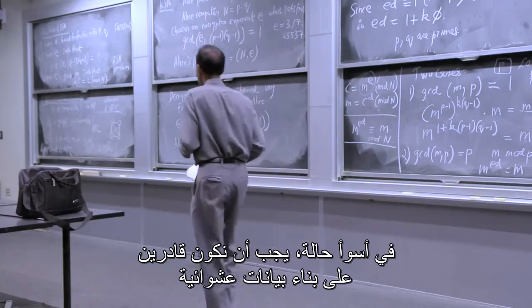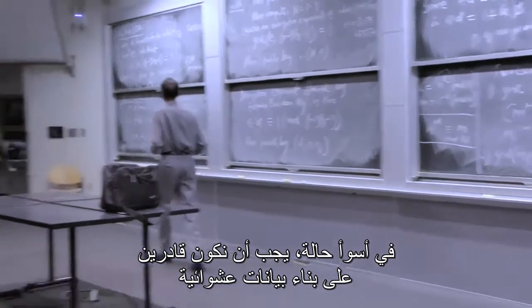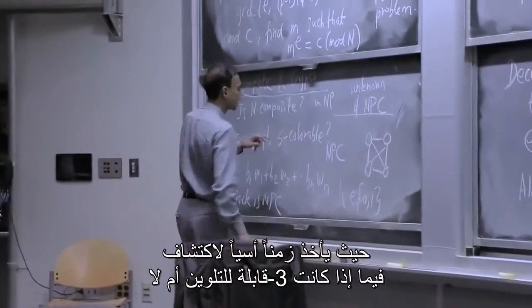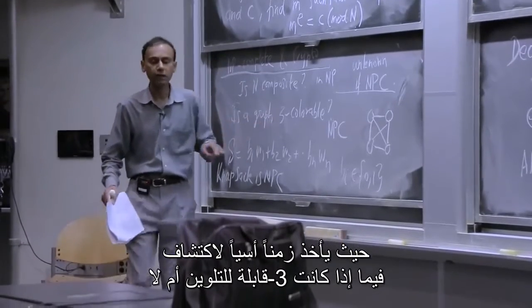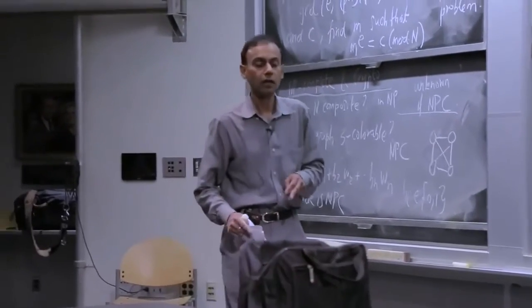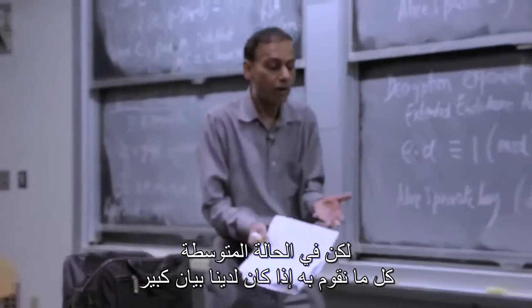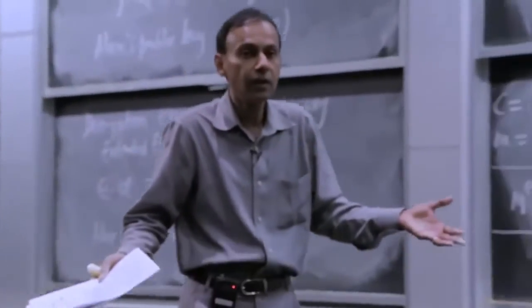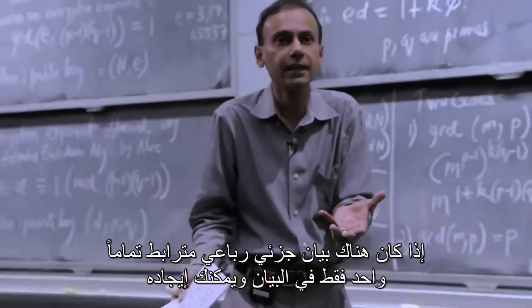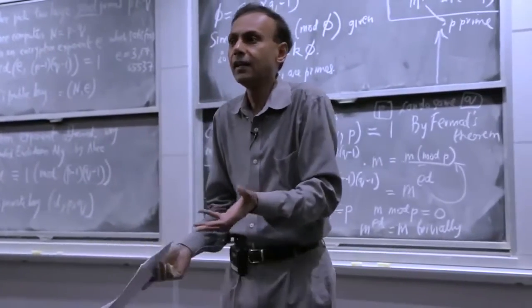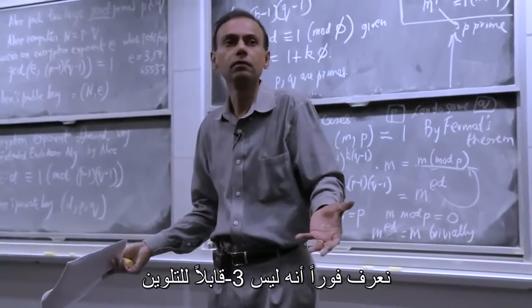In the worst case, you're going to be able to create random graphs where it takes exponential time to discover whether they're three-colorable or not. But in the average case, all you do is, if you have a large graph, if there's one little fork leak in the graph, and you can find it, instantly you know that it's not three-colorable, right?